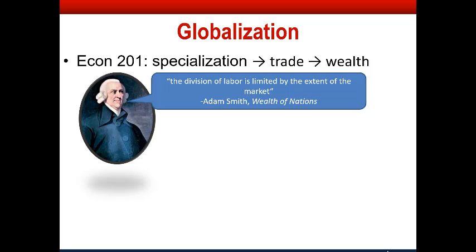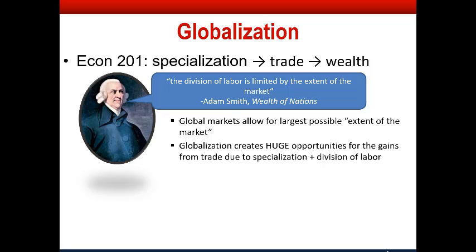But if you're living in a large country, you can trade with people from all across that country. Maybe in a country, you can trade with millions of people. In the global economy, you can trade with billions of people. So division of labor can really take off in that setting. We'll summarize that by saying global markets allow for the largest possible extent of the market, in other words, the number of people you can trade with, and therefore more basis for specialization. So there are huge opportunities for the gains from trade that we know will occur because of specialization and division of labor when we're looking at a globalized economy, a globalized market system.